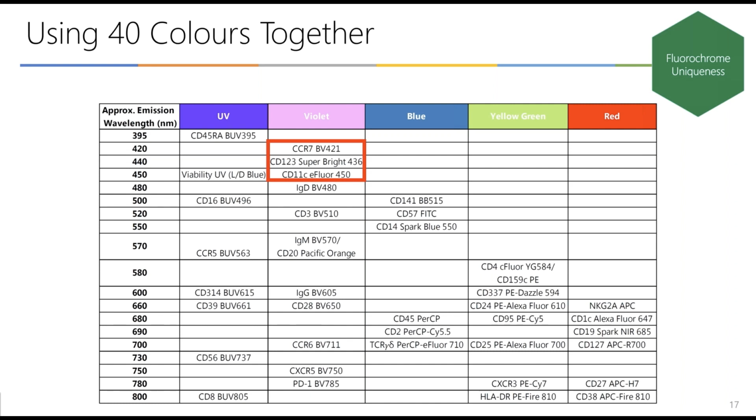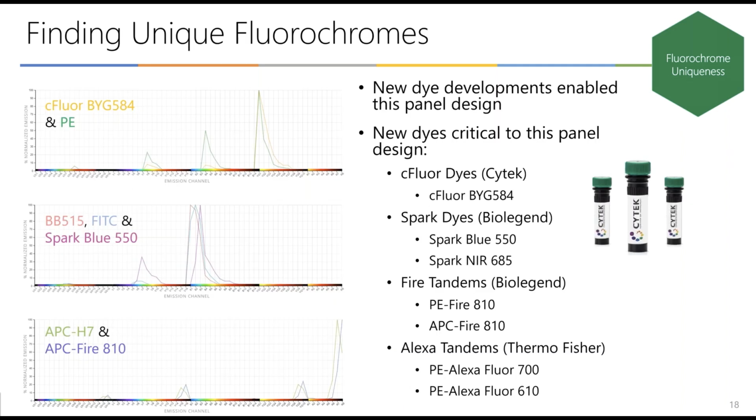In a panel of this complexity, it is essential to minimize the spread from highly overlapping dyes by assigning the fluors to non-co-expressed antigens. So this is really a wonderful time in which to be designing new panels of high complexity, with a plethora of new dyes on the market to help you move beyond your classical fluorochrome assignments and add in more unique fluors.